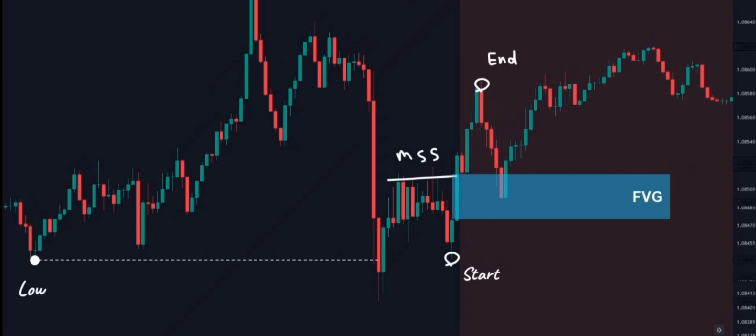Our stop will be below the fair value gap since we have a large zone, and we will set our targets according to the strategy. Let's see the next day.